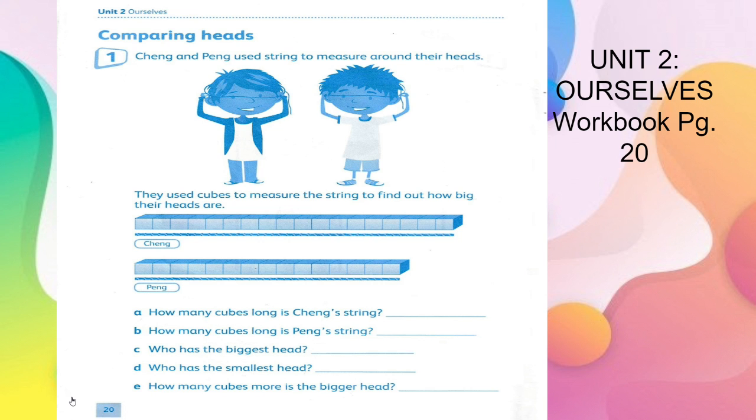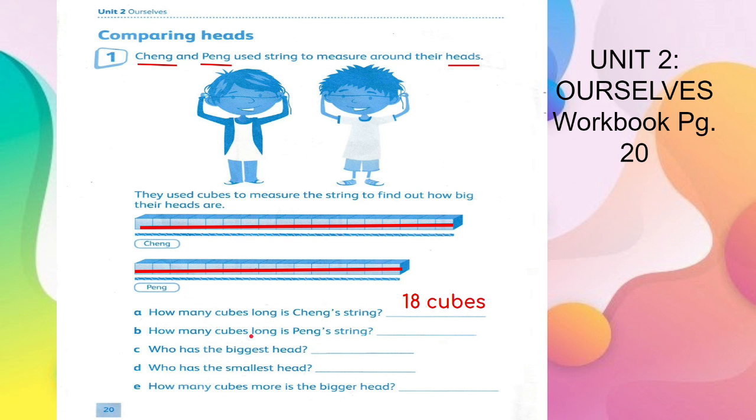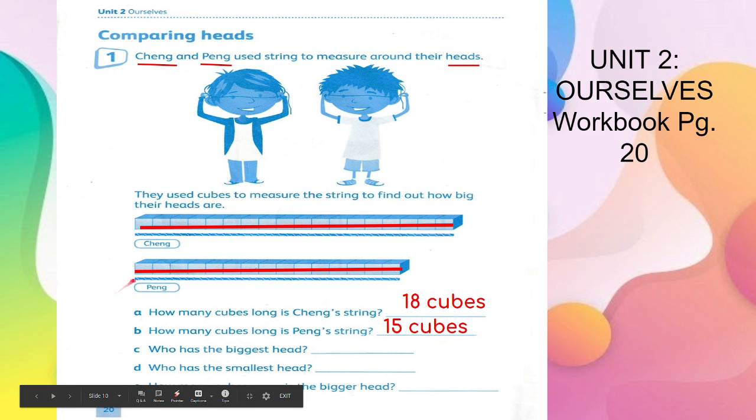Now answer for comparing heads. Cheng and Peng use string to measure around their heads. Now let's find out. This is for Cheng and this is for Peng. How many cubes long is Cheng's string? 18 cubes. From here to there is 18. Letter B, how many cubes long is Peng's string? 15. You will count here from 1 until the end, that is 15 cubes. Who has the biggest head? It's Cheng. Okay, this is Cheng. Who has the smallest head? And the answer here is Peng.